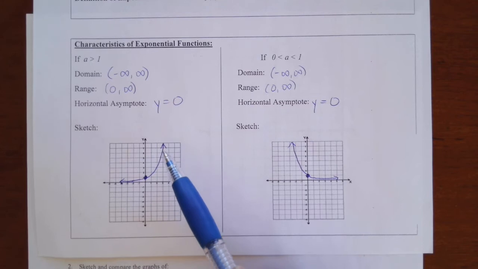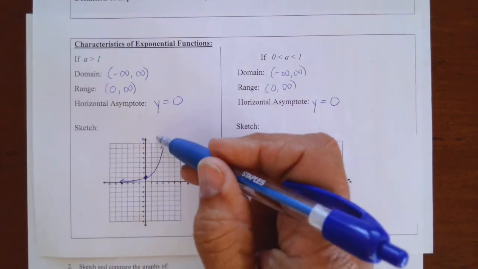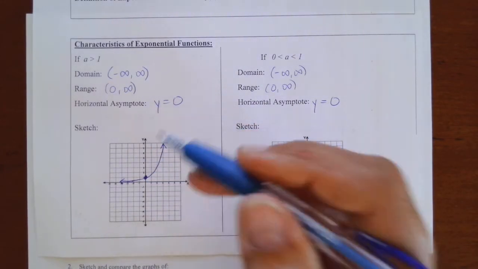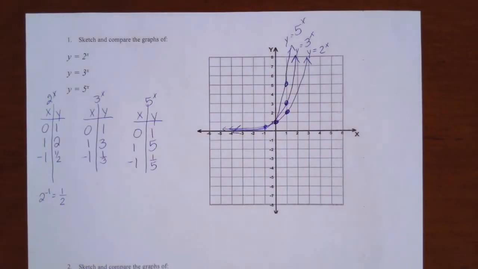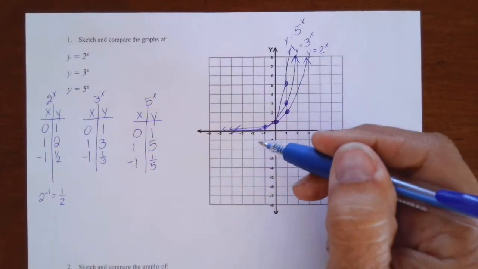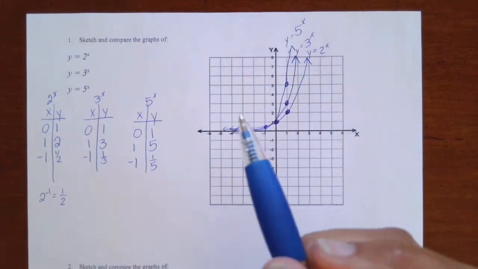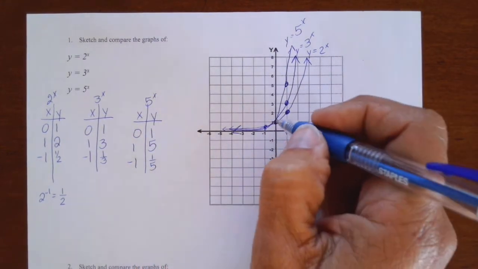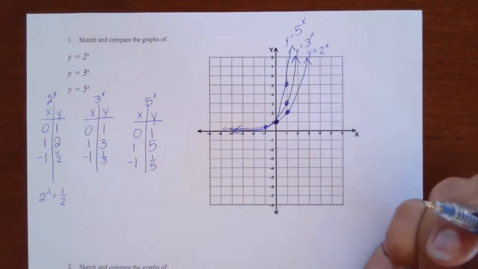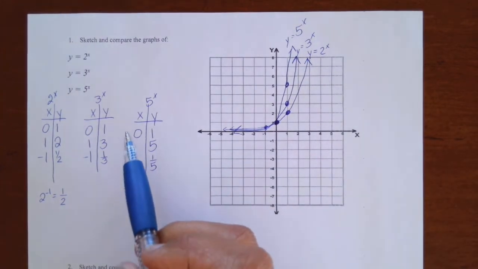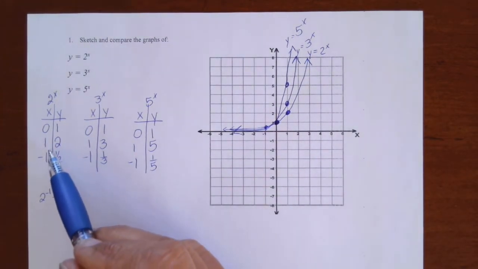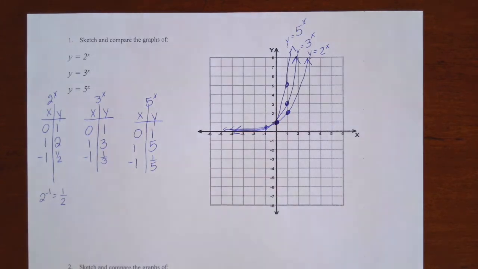So 2 to the x was the lowest, 3 to the x was a little steeper, 5 to the x was even steeper, right? But they all take on the same shape. Okay. All right, so there's not a whole lot to compare. What is important to know is that the point (0, 1) is on every graph, and then you can easily find another point using 1 and negative 1 on those.